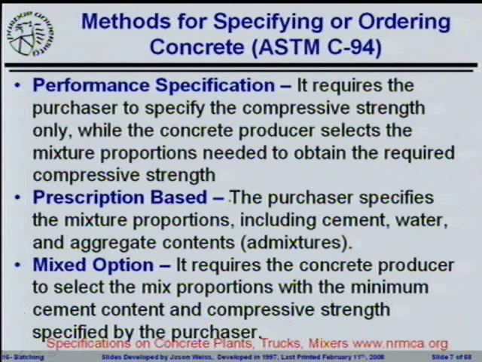Some other things that you should be ready for when we start to talk about the concept of ordering concrete is the different ways that the concrete can be specified or ordered. There are really three methods here. These will differ slightly from what we talk about when we talk about prescription and performance specs later. But the basic idea here is you can order concrete where the purchaser, that would be the person who is buying it, specifies only the compressive strength, and then they basically leave it up to the ready-mix supplier to come up with the mixture proportions that are needed to obtain that compressive strength or whatever other properties that are out there.